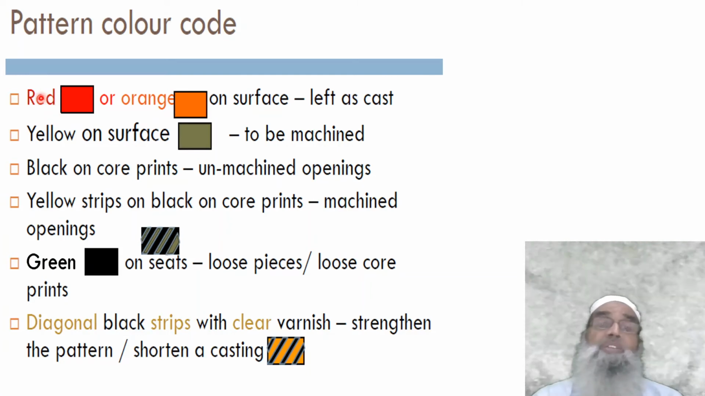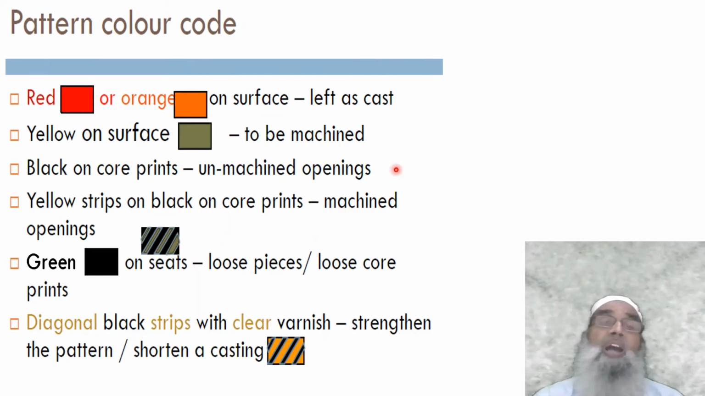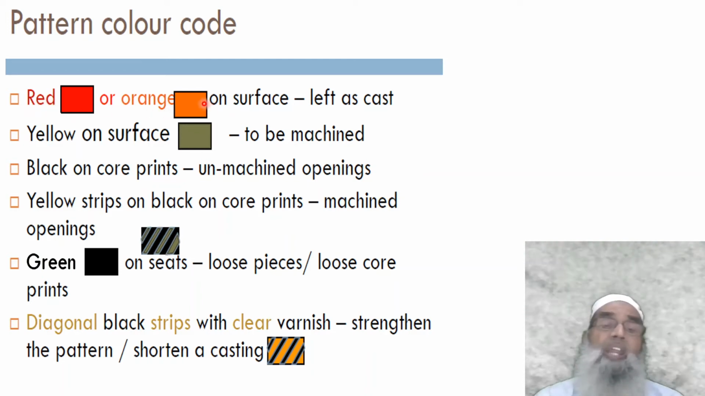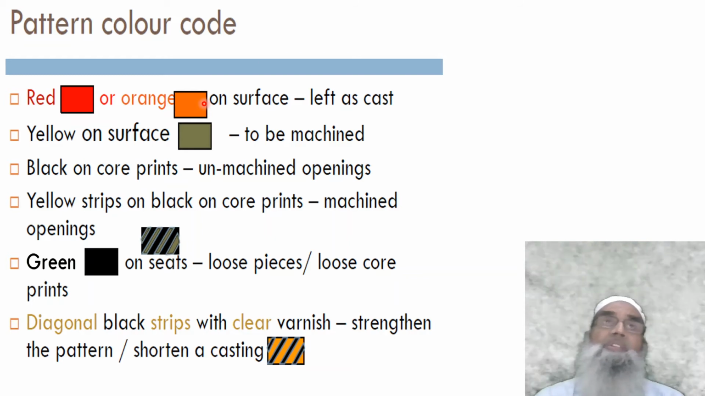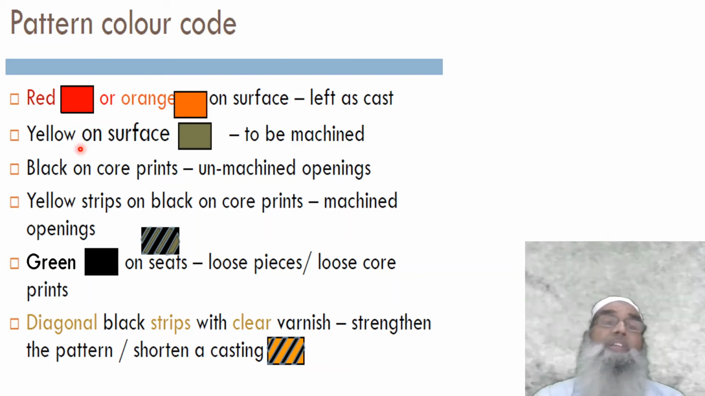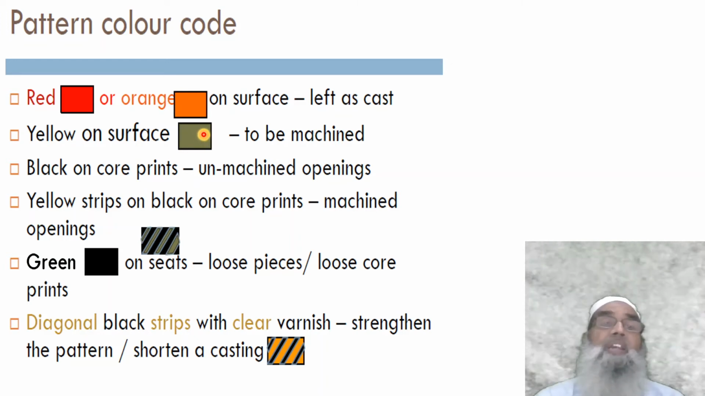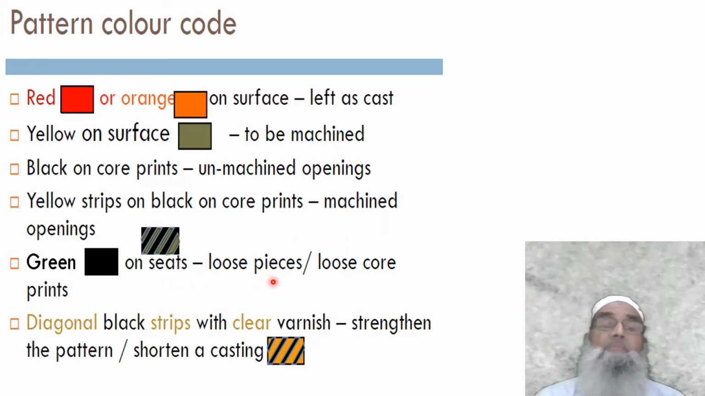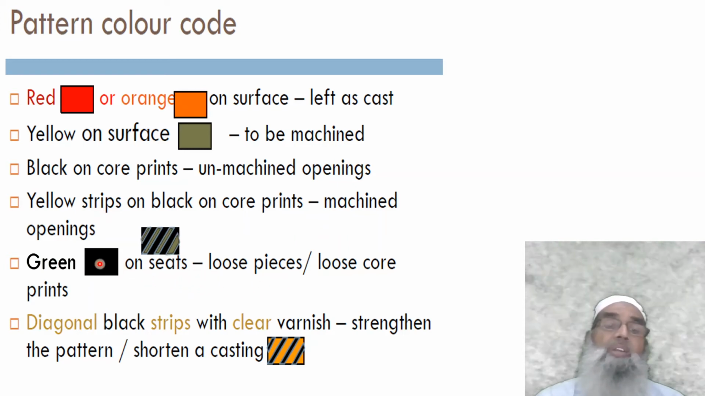Now this pattern has different surfaces. Those surfaces which are left as cast are painted red or orange. This shows that this pattern will be in direct contact with the mold surface, and yellow on a surface means it is to be machined, so that accordingly we can take care of it. Black is to be painted on machine openings like the core print. Yellow stripes on black on the core print mean machining operations are to be done, and green on seats is for parts to be melted so that we can recognize the green one.